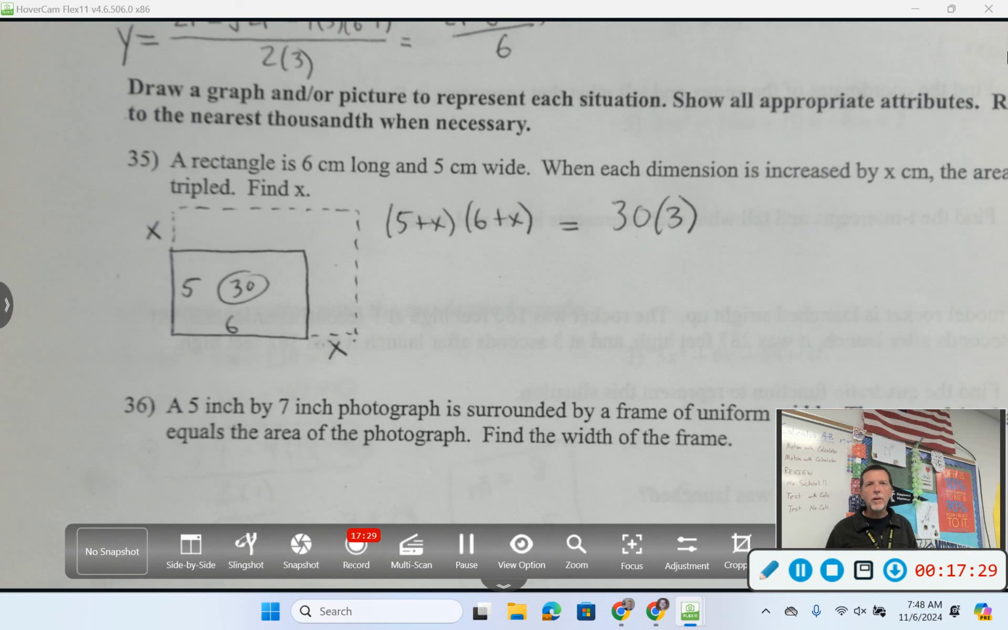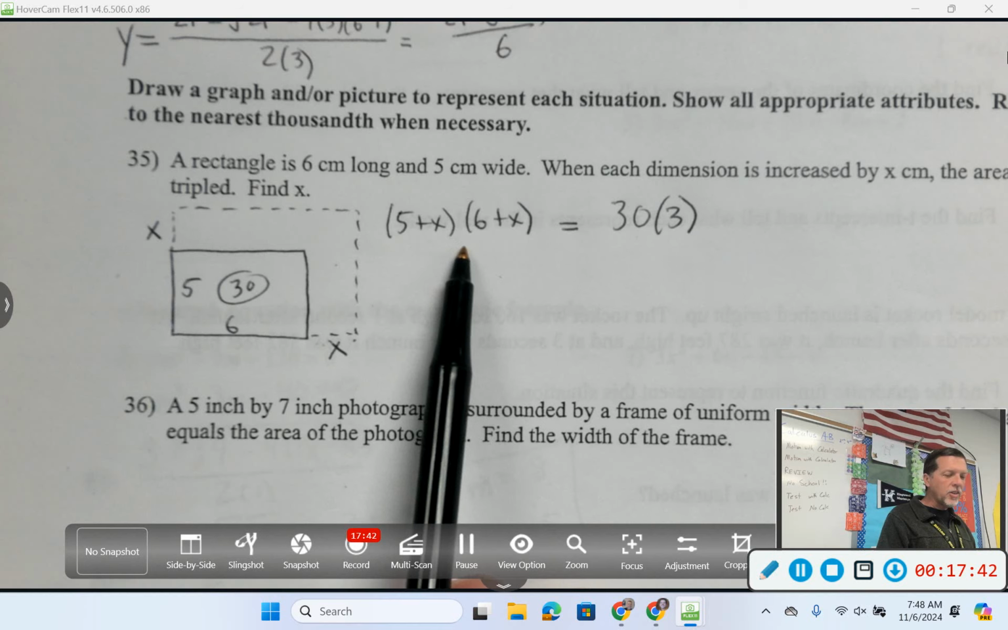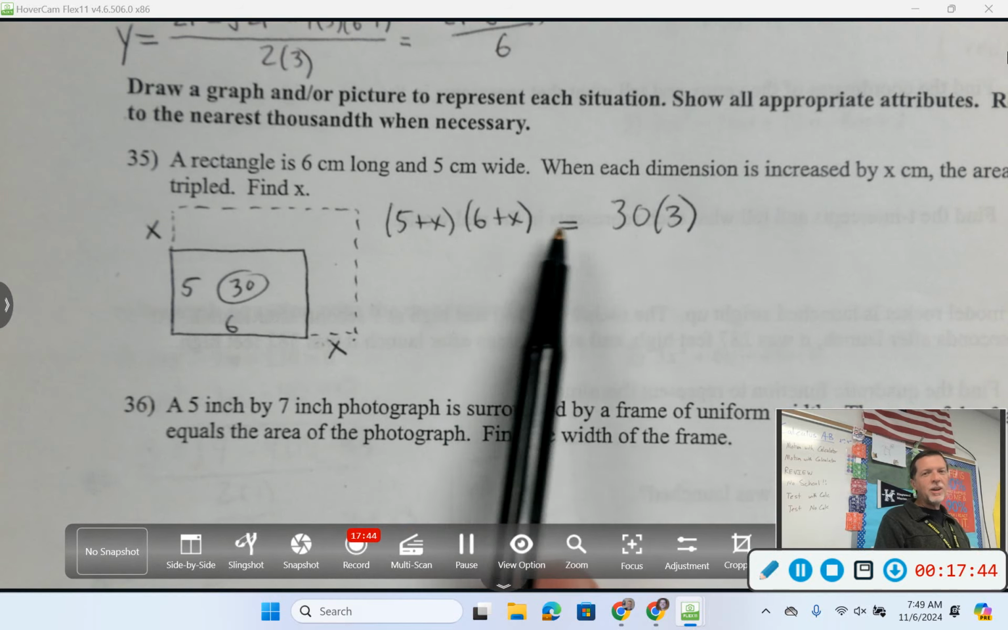That's the new area, so it's equal to 90, because we knew it was tripled and we knew the original was 30. But we already have our factors. Yeah, I'm glad you said that. We do have our factors, but that's only good when the equation is equal to 0.